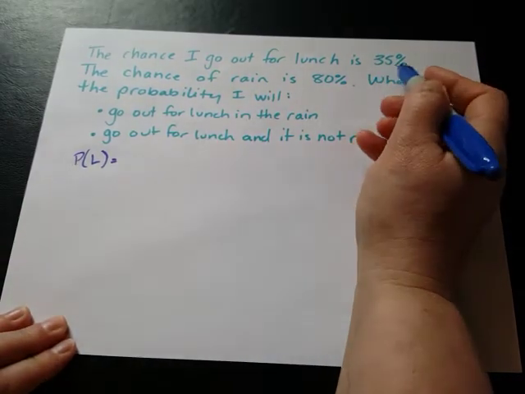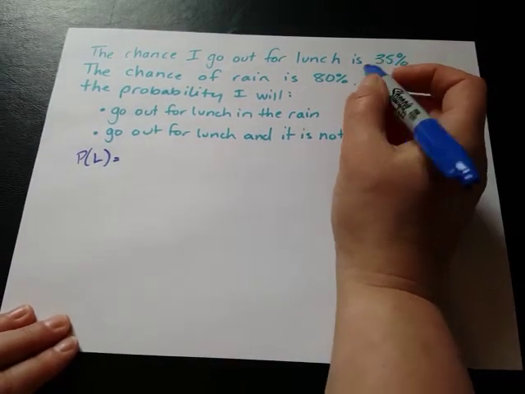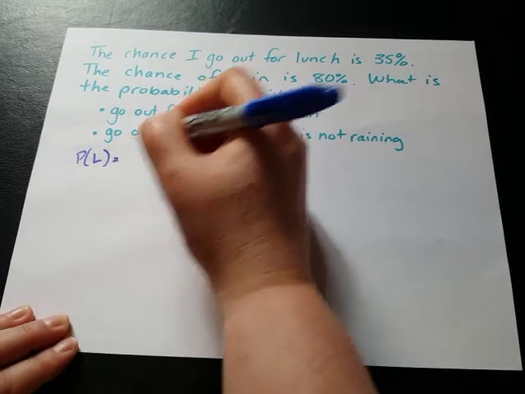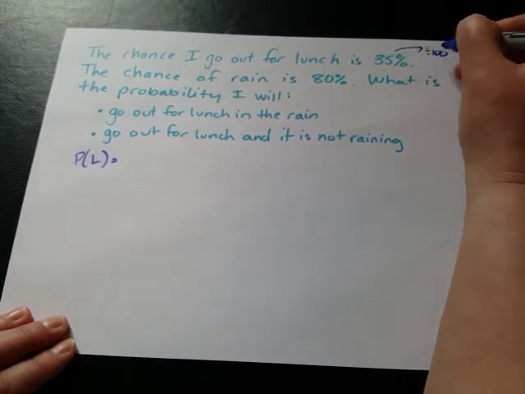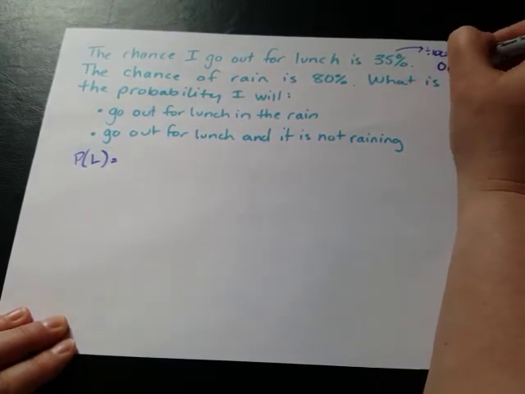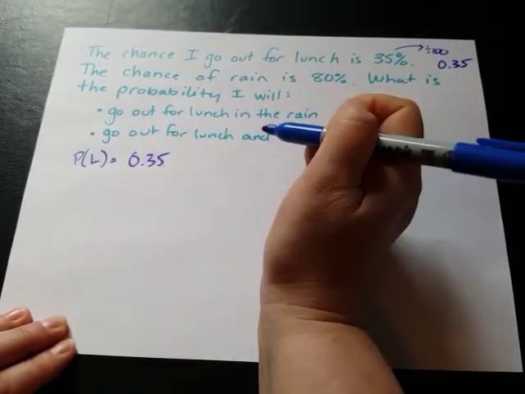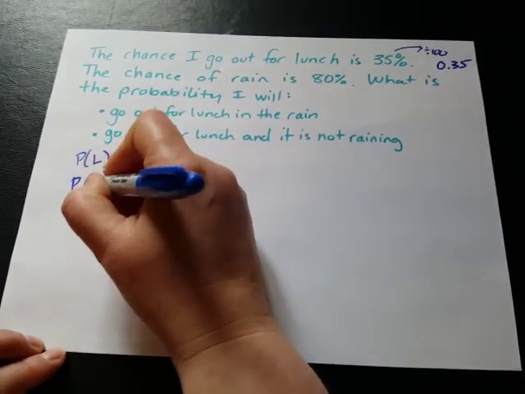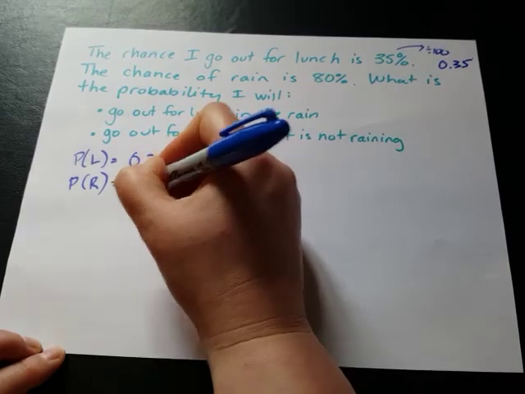And percents are a little bit awkward to be using with probability, so I would rather show this as a decimal. So, even as like a little bit of a side calculation, divide by 100 or move that decimal point. So I've got a 35% chance of going for lunch. The probability that there's rain is 80% chance.